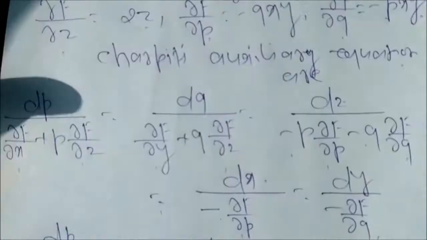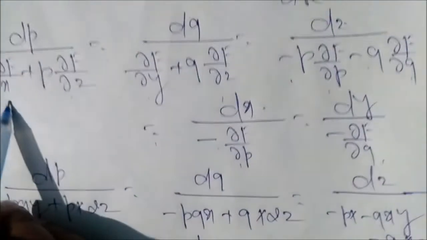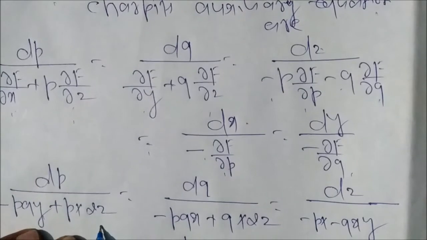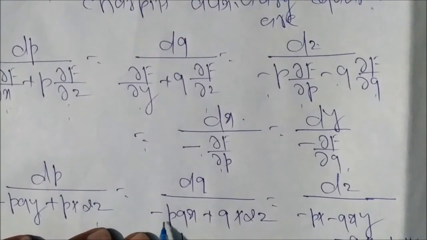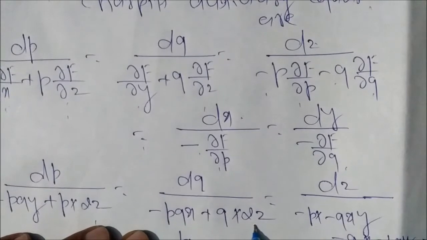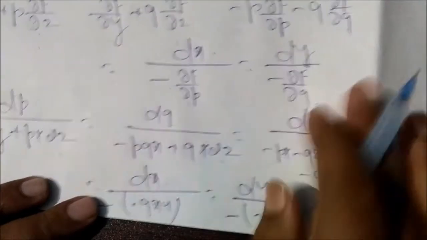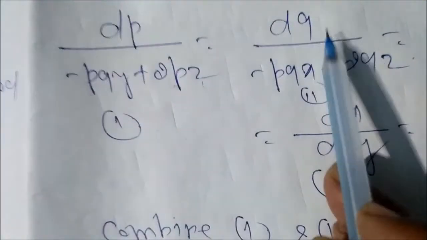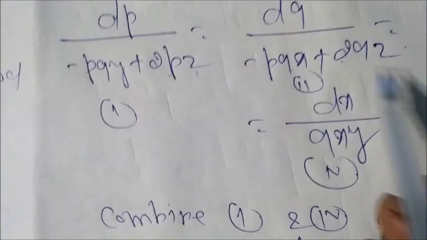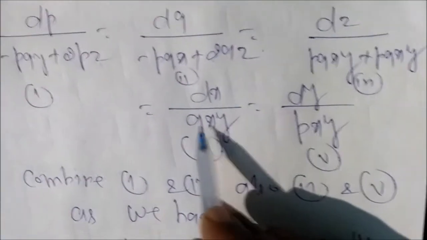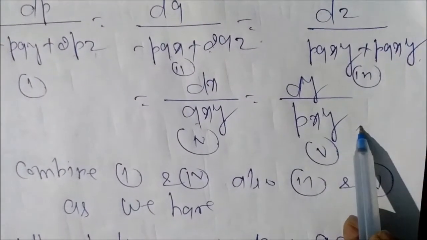You have to put all the results which we have found earlier. dp by the value of del f by del x from here, minus pqy plus p del f by del z, which becomes 2z. Similarly, dq by minus pqx plus q into 2z, dz equal to this much, dx by this much, dy by this much. After solving, you will get dp by minus pqy plus 2pz, dq by minus pqx plus 2qz, equal to dz by pqxy plus pqxy, equal to dx by qxy, equal to dy by pxy.